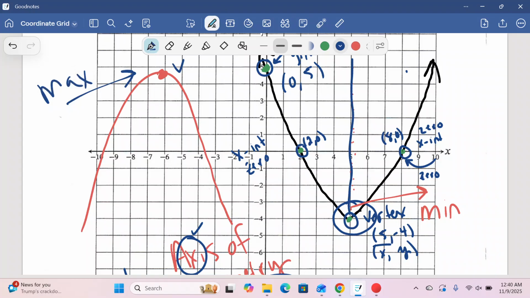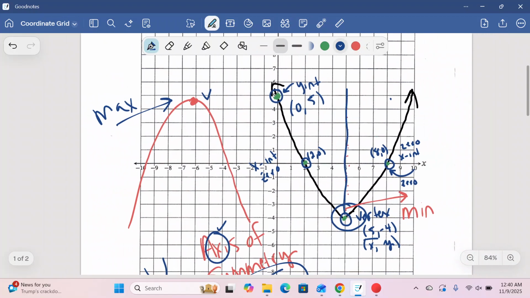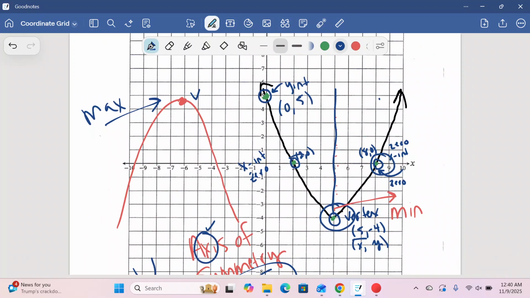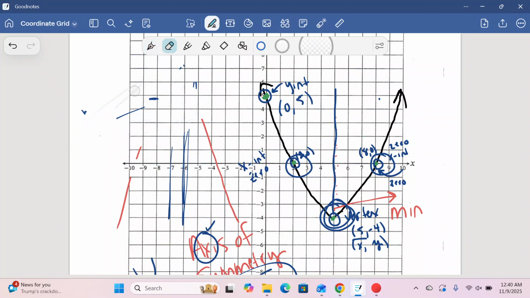So those are the characteristics of a parabola, which is your quadratic, which is your equation. We have your x-intercepts right here. We have the vertex right here. We have to identify whether it's a minimum. We also have an axis of symmetry, which cuts it in half. Let me go ahead and erase this right here. If it was done correctly, then this is the line that cuts the parabola in half, and that is your axis of symmetry.